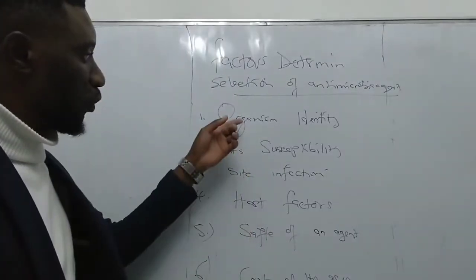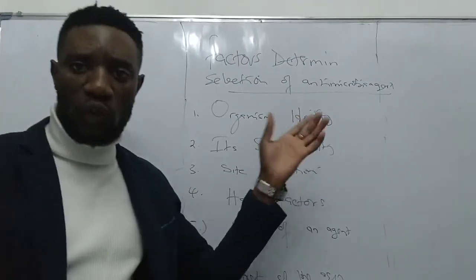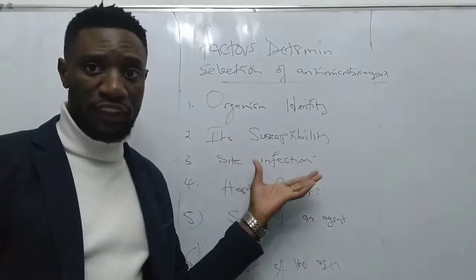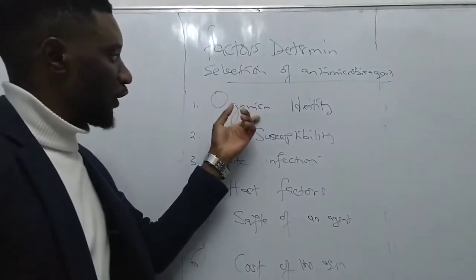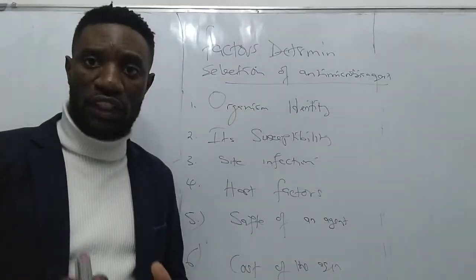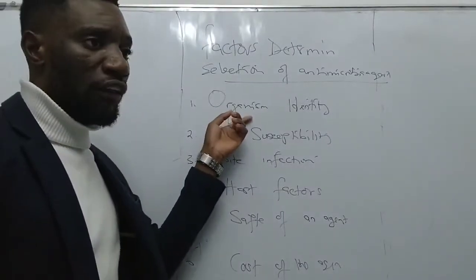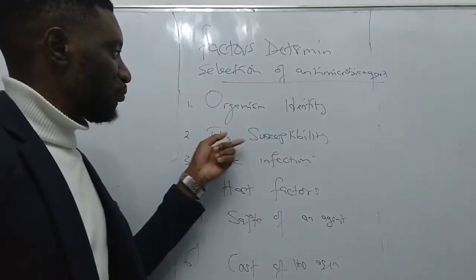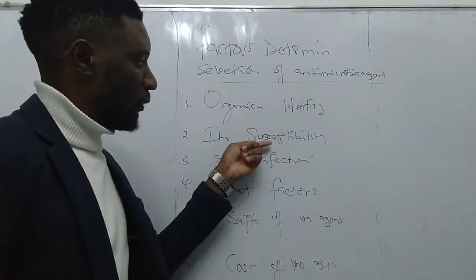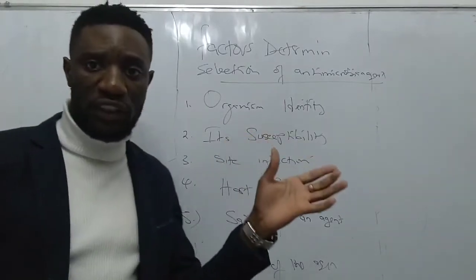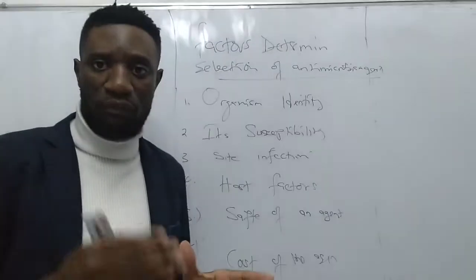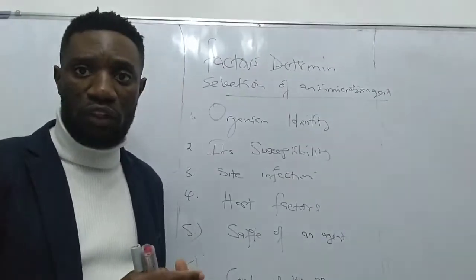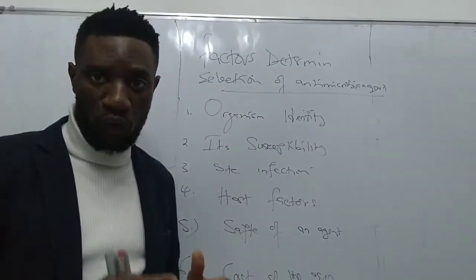Now the first one is what we call organism identity. You need to know what organism is causing this patient's infection. I'm talking about infectious diseases. First thing, to treat the patient successfully, they need to know the organism itself that is causing that patient's problem. That's the first point. Number two is what we call its susceptibility pattern, meaning to which drug is this organism susceptible. What drug can eradicate this organism after knowing the organism itself? So this is about the drugs that can clear out this organism.